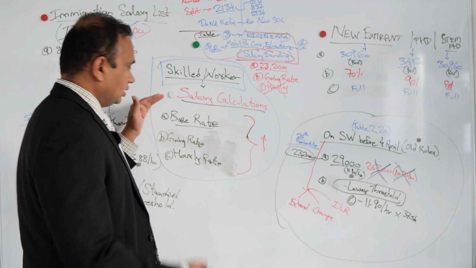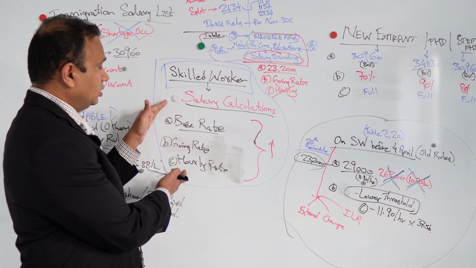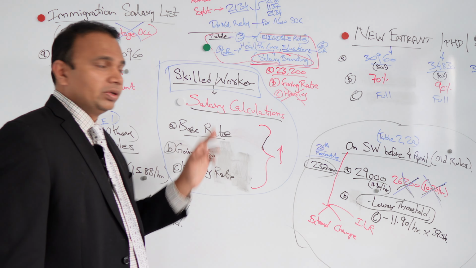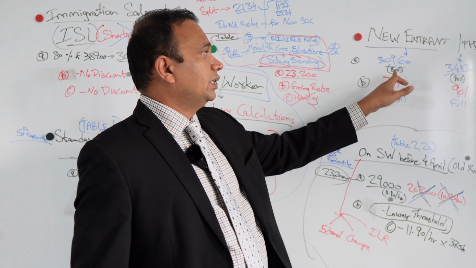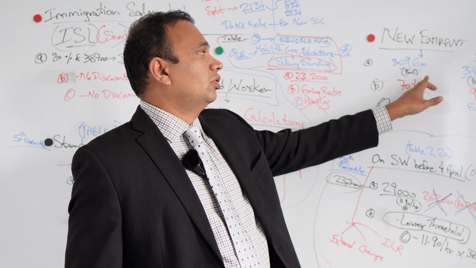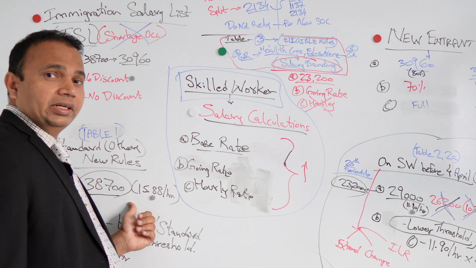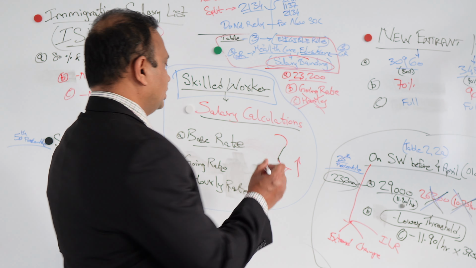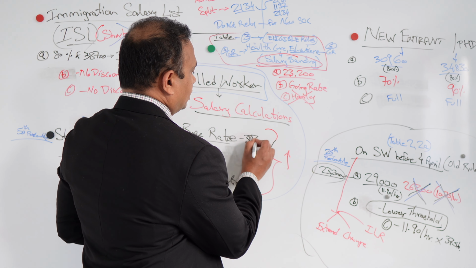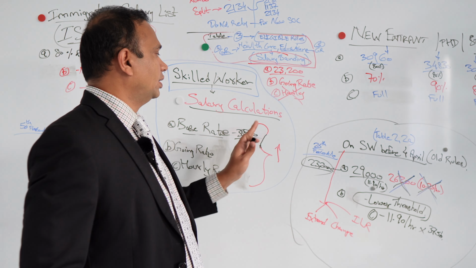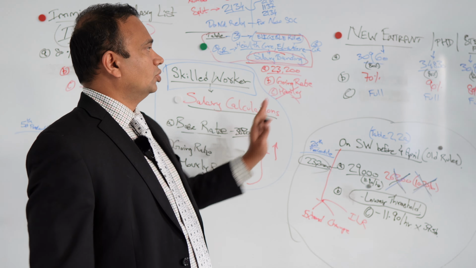So I'm taking the same A, B, C: base rate, going rate, hourly rate. Base rate A. There is an 80% you have to pay of the base rate. 80% of the standard, which was 38,700. So 80% base rate of 38,700. So this is the current standard. So 80% of this is 30,960.